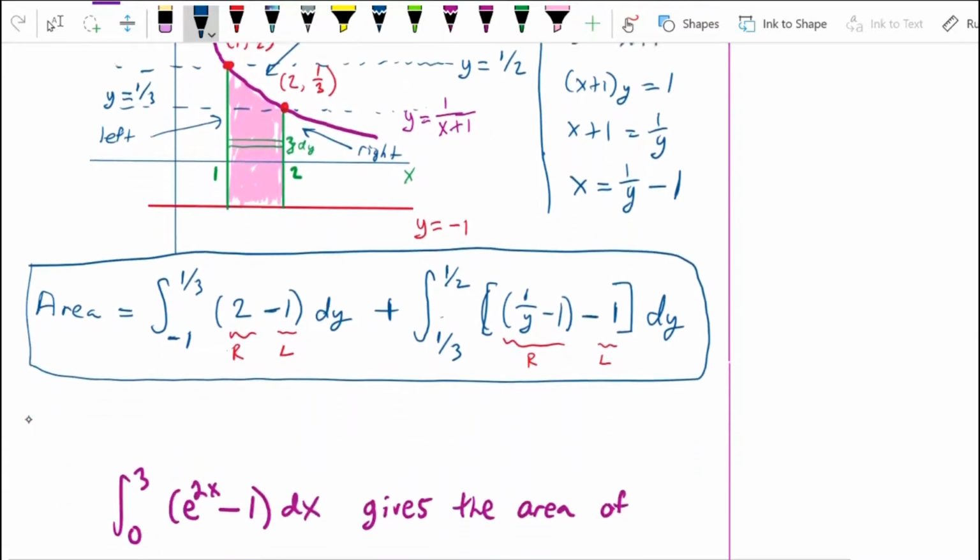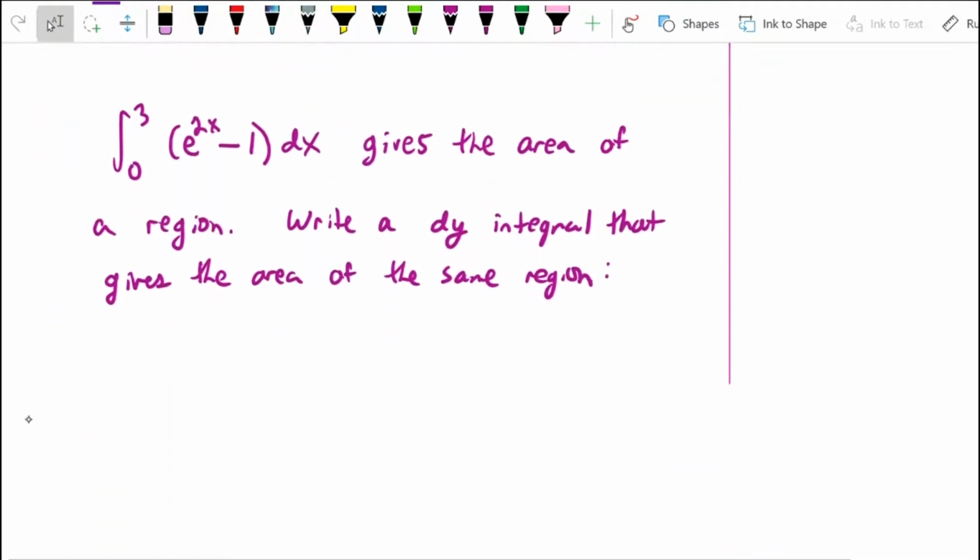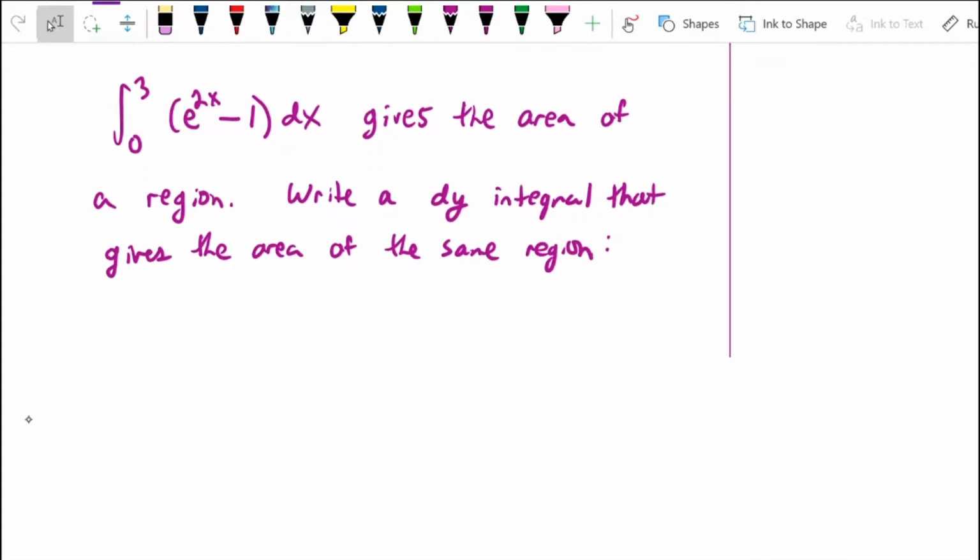Now let me show you a different type of problem. In this case, what we're given is an integral that gives the area of a region, and what we want to do is write an integral in a different variable that gives the area of the same region. So the integral is, of course, 0 to 3 of e to the 2x minus 1 dx. If you think about what that integral looks like, by now, with the understanding that in the x direction we use the top minus bottom paradigm, you should be able to spot fairly quickly what region this is giving the area of. Let's just quickly draw it out.